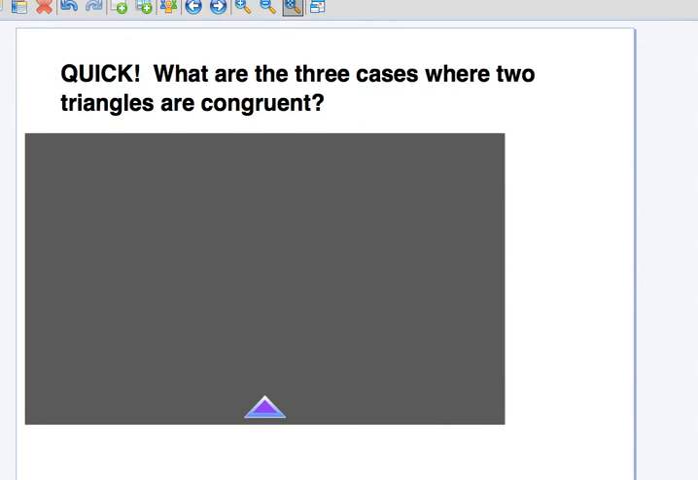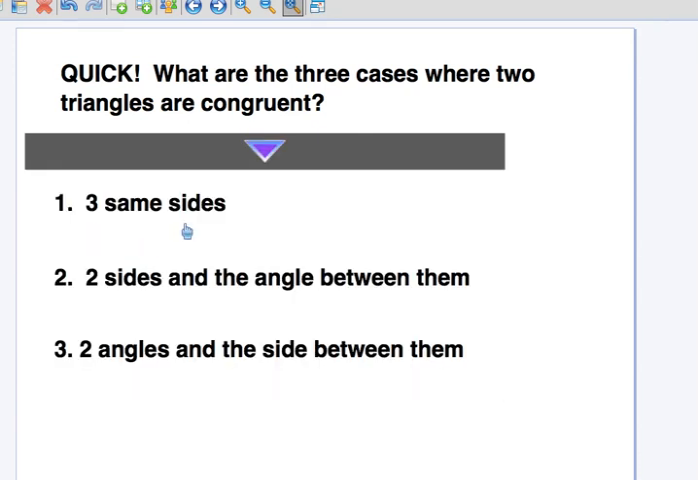So what are the three cases? Before I reveal, see if you can come up with the three cases where two triangles are congruent. Three of the same sides automatically is going to have two congruent triangles. If you see triangle BGE and it's got 5, 6, and 8, and there's one EFK and it's 5, 6, 8, they're congruent. It doesn't matter how you rearrange it.